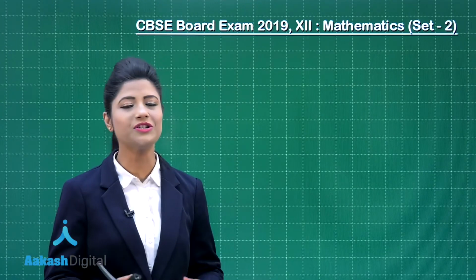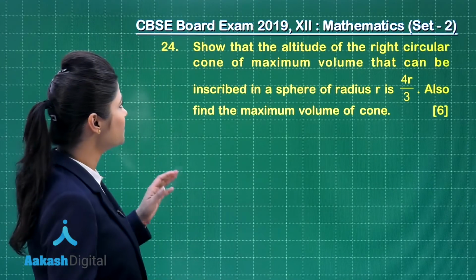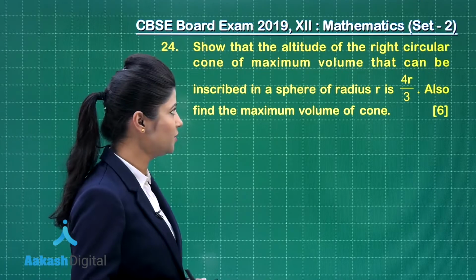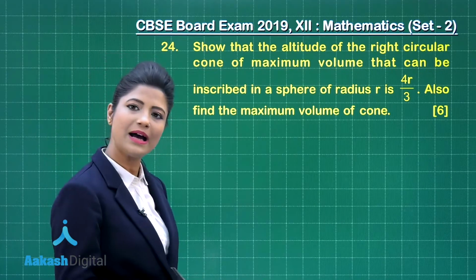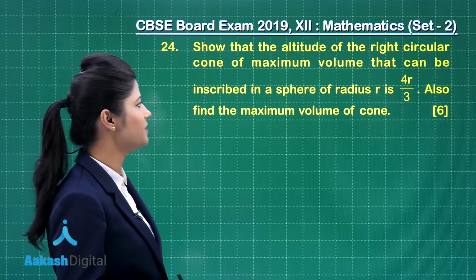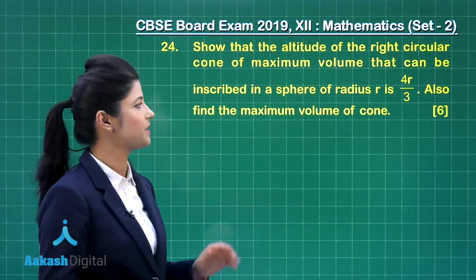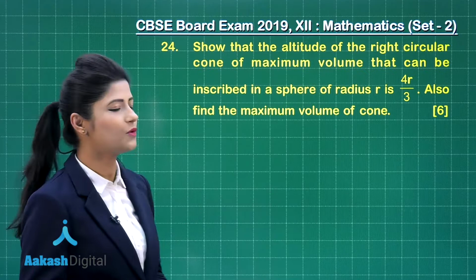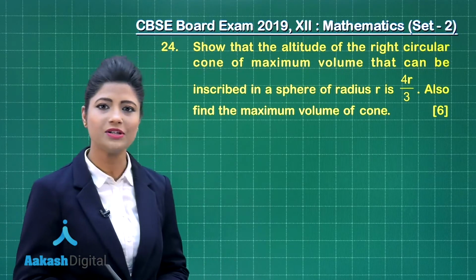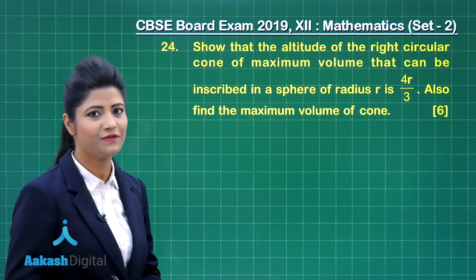Now let's take up question number 24. This question states: show that the altitude of the right circular cone of maximum volume that can be inscribed in a sphere of radius r is 4r upon 3. Also find the maximum volume of the cone. This is a 6-marker question related to the chapter of application of derivatives.